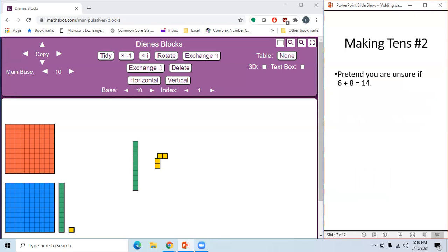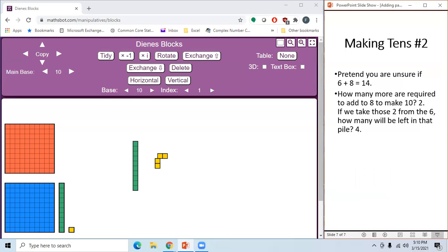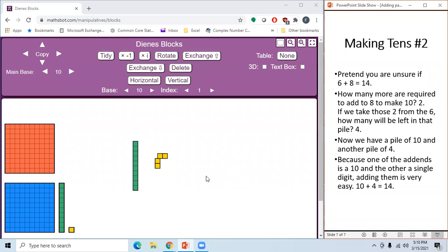Once again, pretend you're unsure that 6 plus 8 is equal to 14. How many are required to make 10? 2 more. If we take those 2 from the 6, how many will be left in the pile? 4. And that's what we saw. We now have a pile of 10 that I've exchanged for a 10 and another pile of 4. Because one of the addends is a 10 and the other is a single digit, adding them is very easy. 10 plus 4 is equal to 14. And so this is an easy strategy if you forget an addition fact.